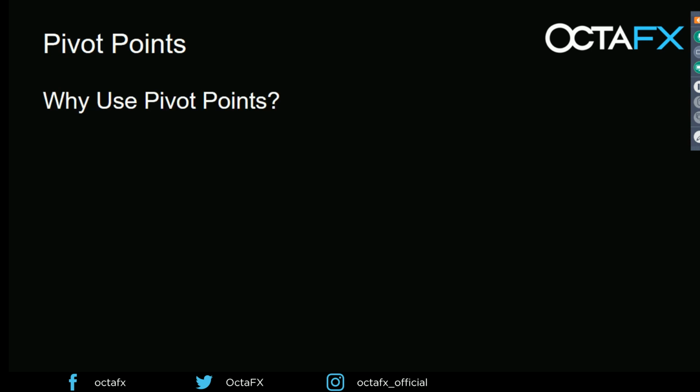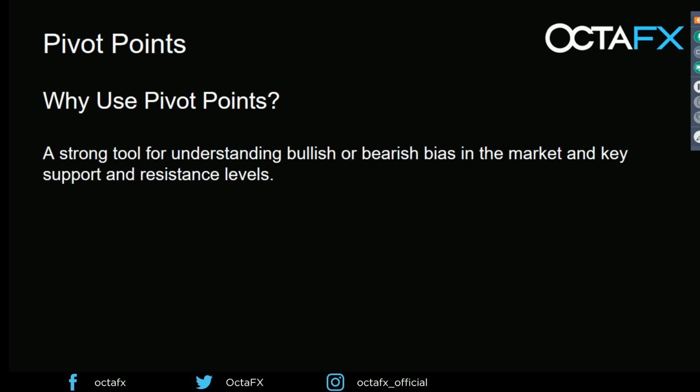Okay, first up, let's talk about why use pivot points out of this jungle of so many different indicators. Why pivot points? Well, they're a very strong tool for gauging the bias in the market, whether you're in bullish or bearish territory, which side of the market you may want to favor. So that's one reason you want to use it. And then secondly, it gives you key support and resistance levels. So you get these nice horizontal key support and resistance levels.